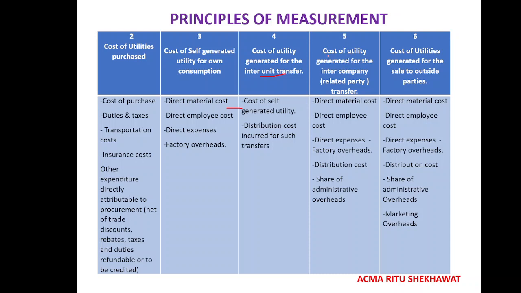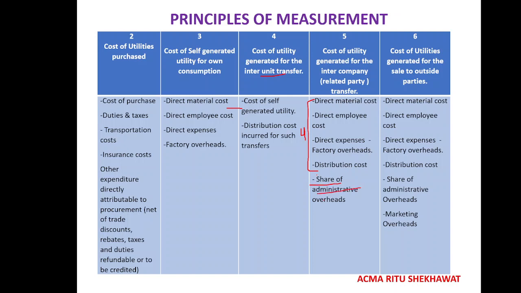Point number 5 says cost of utility generated for the intercompany, that is related party transfer. So 1, 2, 3, 4 are the points, that is point number 4, where the direct material cost, direct employee cost, direct expenses, factory overheads, and distribution cost have to be there. Plus, in addition to that, there is a share of administration overheads.